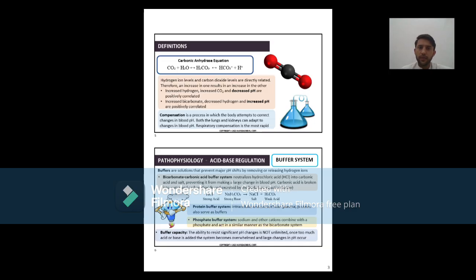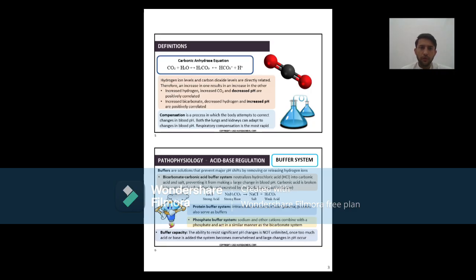Increased bicarbonate, decreased hydrogen, and increased pH are positively correlated, as we discussed earlier, that bicarbonate increases the pH level because it's basic, and hydrogen ion decreases the pH. The more hydrogen ion, the lesser the pH level.